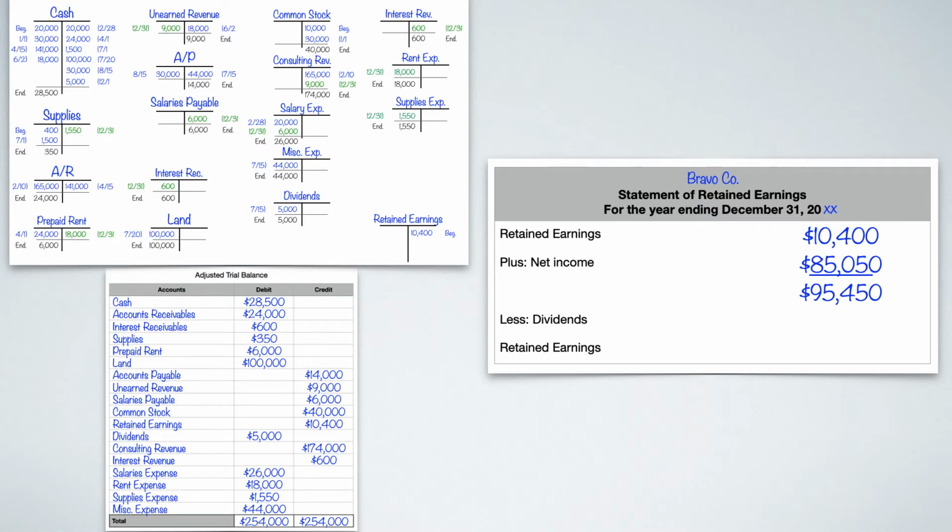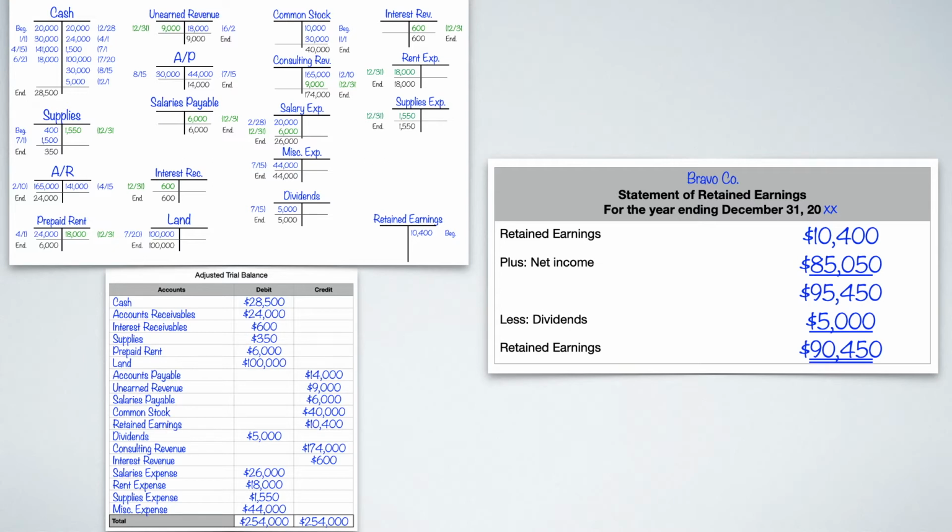And then from that, we're going to subtract any dividends that we had. Now, we did have dividends in this example. It was $5,000, so we're going to take that away. And that's going to give me an ending retained earnings balance of $90,450. Again, it's double line because we're finished with that number on this statement. So that's our statement of retained earnings.